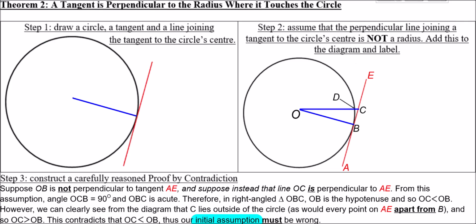Our initial assumption was that OB is not perpendicular to the tangent. We were saying that this is not perpendicular to the tangent, and we've formulated some absolute garbage which makes no sense. So this initial assumption here must be wrong. It's wrong to say that OB is not perpendicular. The only conclusion therefore is that it must be right to say that OB is perpendicular to the tangent. So in other words, OB has to be perpendicular to AE. That's the only logical conclusion.